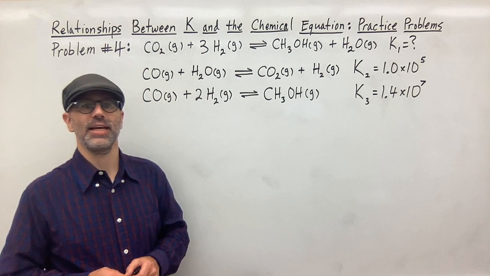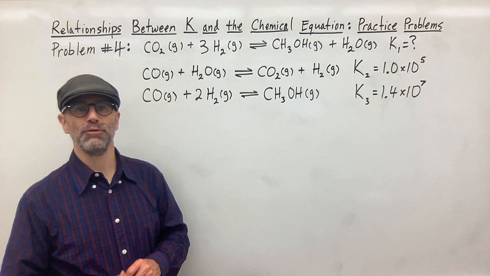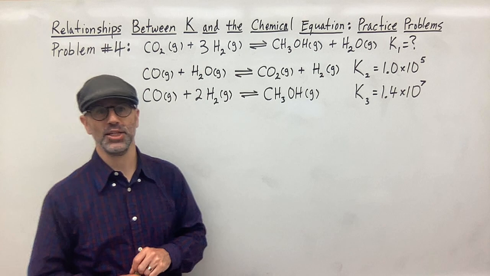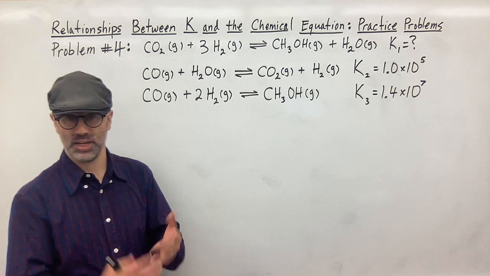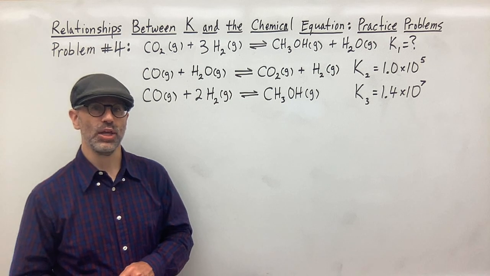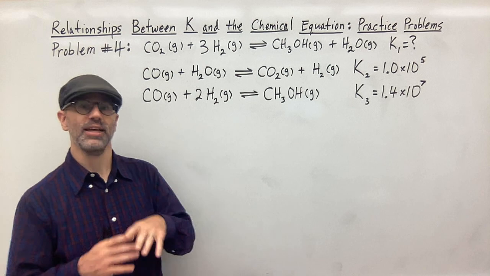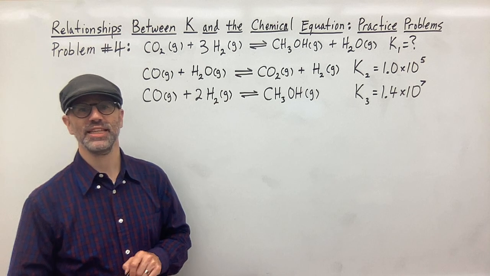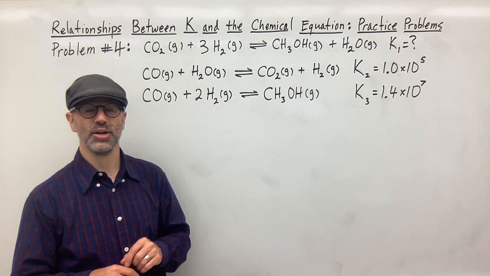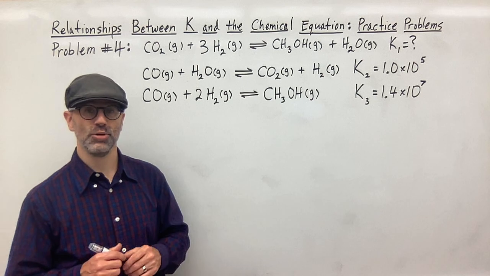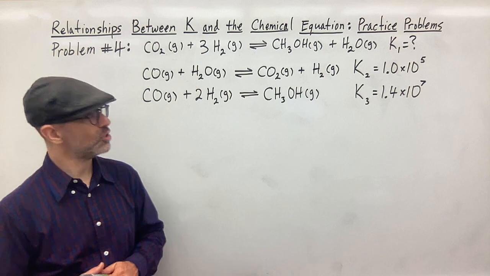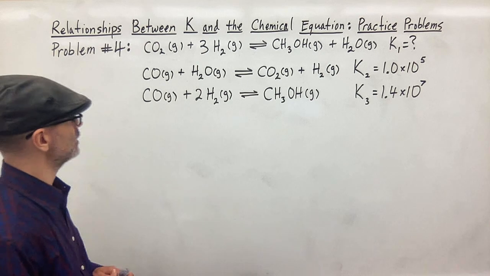And finally, the third thing is that if you add equations together to get the equation that you want, then what you need to do to the K values of those equations you added is multiply them together to get the K value of the new equation. Okay, so let's get started on this.